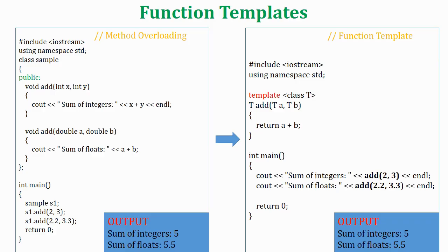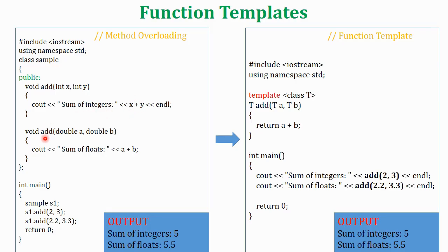For example, class Sample. Here two different data types we are going to handle, integer data type and then double data type. So here we need to write a separate function to deal with each data type. For example, void add, the parameters are integer x and integer y. Here we are doing the sum of two numbers.